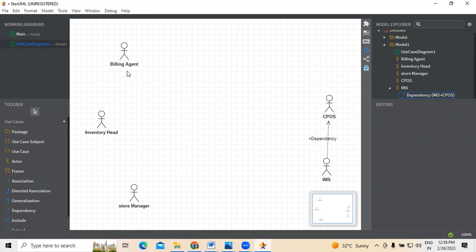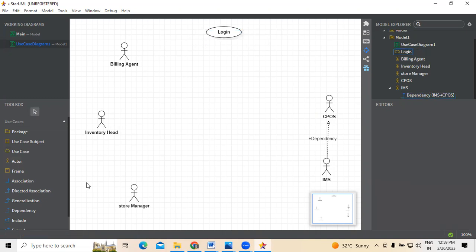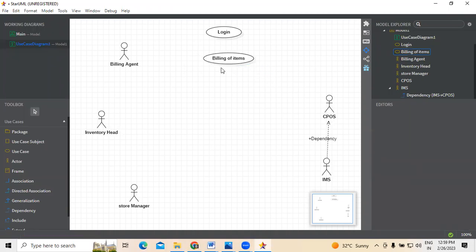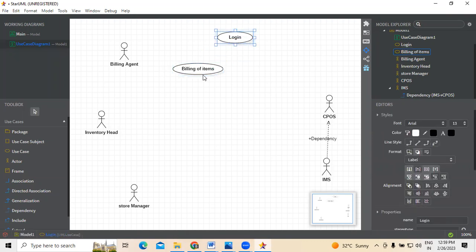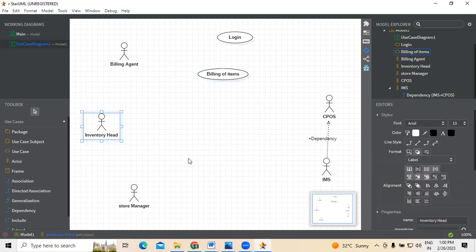Now what a billing agent can do, billing agent can log in, do the billing, right? Whatever the activities they perform is considered and comes under use case. Login. After that, he can prepare billing of items. These are the 2 things which billing agent do.